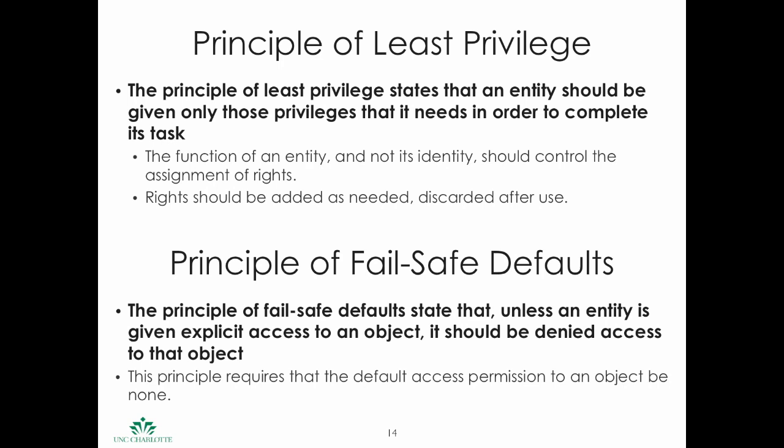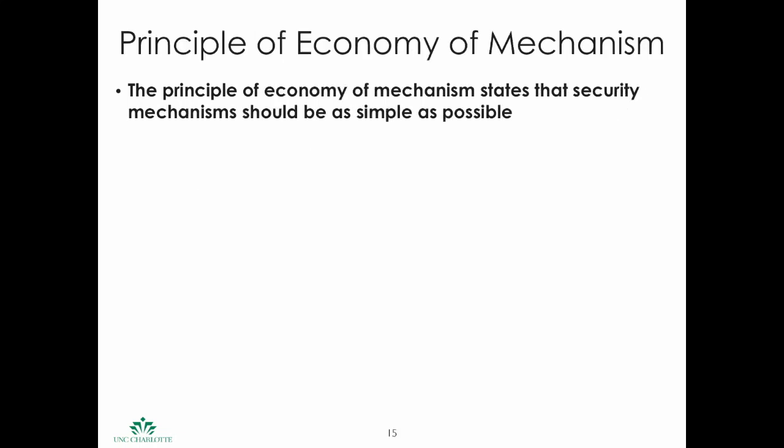So this principle states that by default, the access should be denied to an object, and the entity should only be given explicit access when required. So in summary, this principle requires that the default access permission to an object should be denied. Next is the principle of economy of mechanism, which states that the security mechanisms should be as simple as possible.